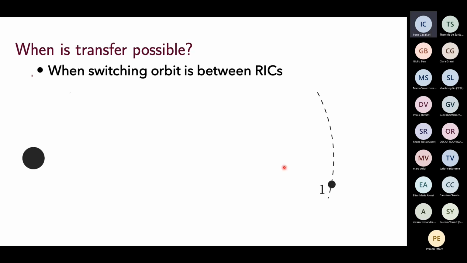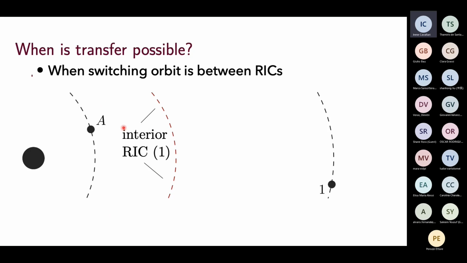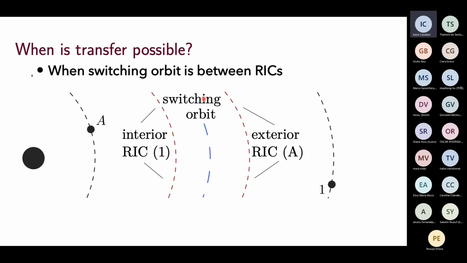If we have an outer planet, say at a radius of 1, here's its interior rick. I'm just showing this in schematic. If we have another planet, say at a semi-major axis of a, then it will have an exterior rick. And as long as our switching orbit is in between those two, then a transfer should be possible.